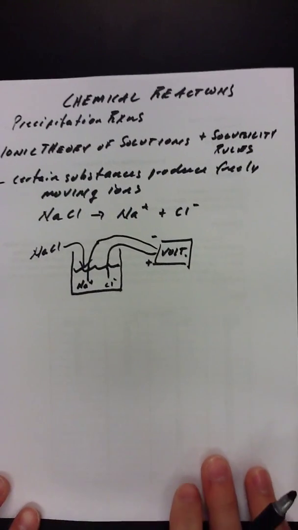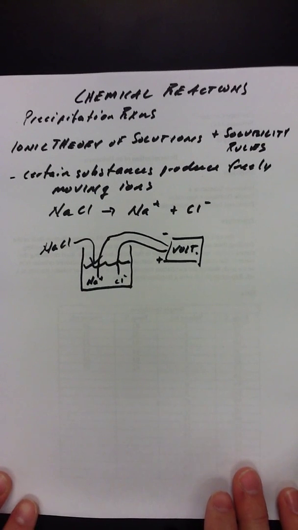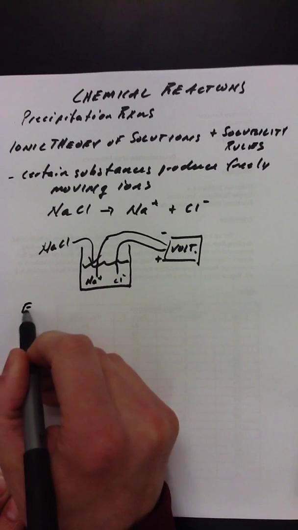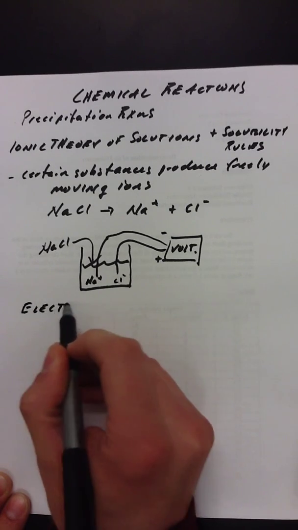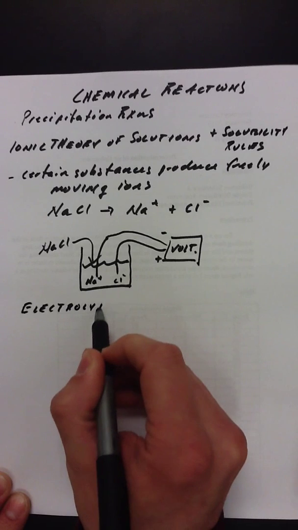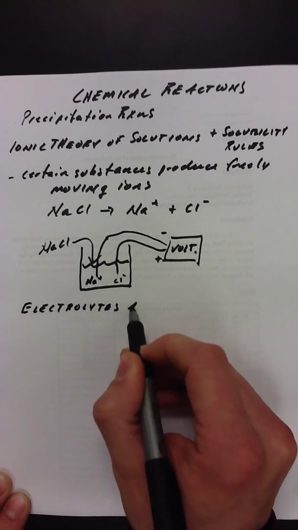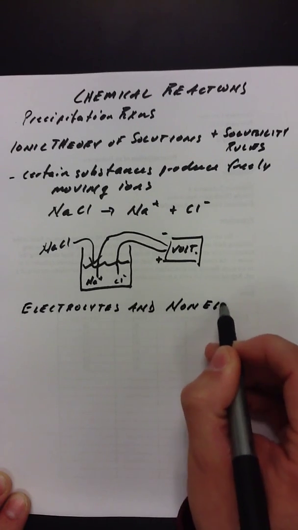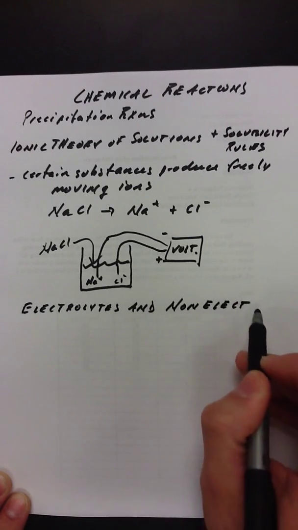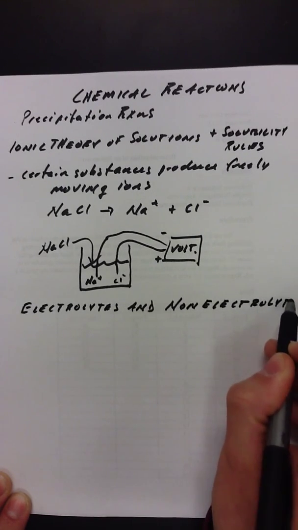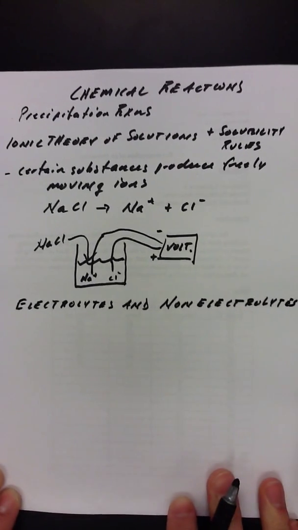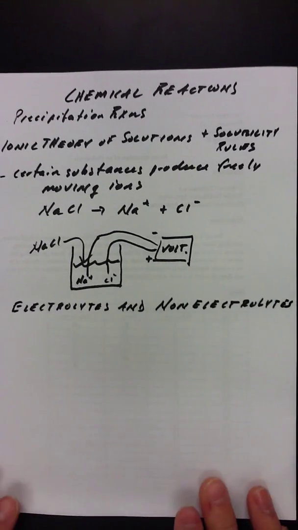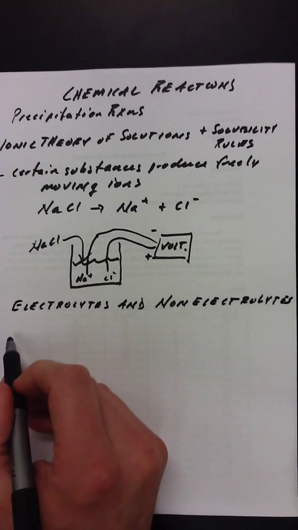So what we do is we can classify these types of solutions as two different types. One is an electrolyte, or an electrolytic solution. So we have electrolytes and non-electrolytes. So we have electrolytes and we have non-electrolytes. So that is the division between these two, or how we can divide these.